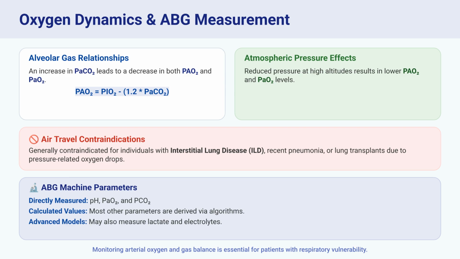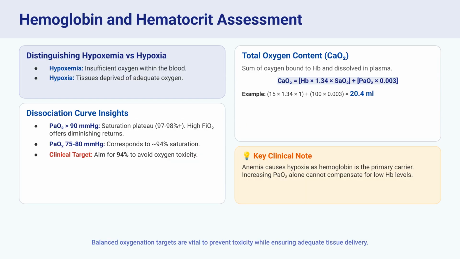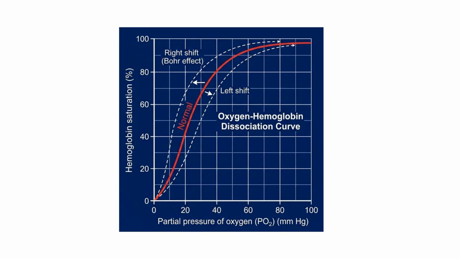The ABG machine directly measures pH, PaO₂, and PCO₂. Hypoxemia is insufficient oxygen in the blood, while hypoxia is inadequate oxygen in the tissues. Total oxygen content, or CaO₂, sums the oxygen bound to hemoglobin and dissolved in plasma. A clinical target PaO₂ of 75 to 80 millimeters of mercury corresponds to about 94% saturation. This image illustrates the relationship between PF ratio and the AA gradient, further emphasizing how these values help assess pulmonary gas exchange efficiency.